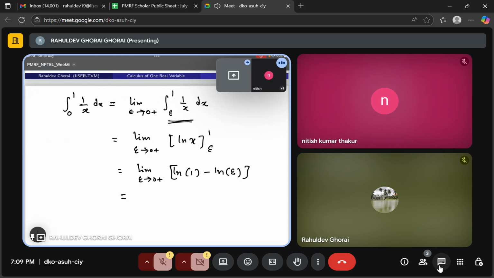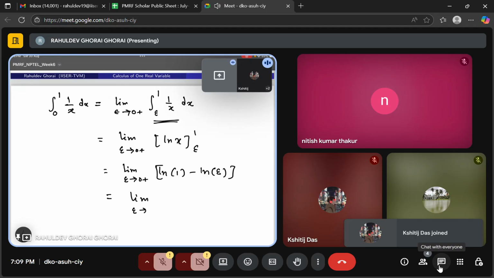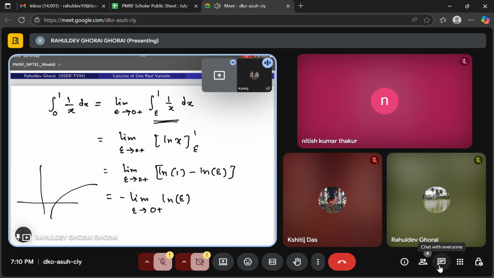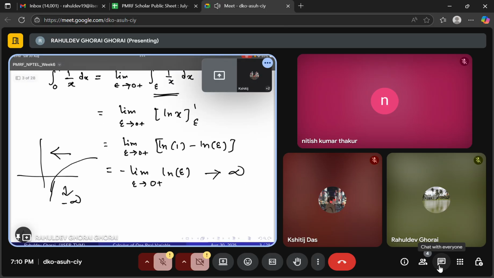And you know this limit, ln of 1 is 0, so as epsilon tends to 0 plus what you have is negative of ln of epsilon. And you know the logarithm curve which looks like this. So as epsilon tends to 0 plus, this ln of epsilon will converge to minus infinity, and so the limit is infinity. Okay, so it diverges. So integral 0 to 1 of 1 by x dx diverges.